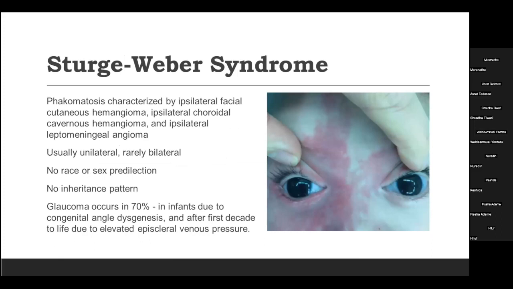And Sturge-Weber syndrome is another phakomatosis characterized by ipsilateral facial cutaneous hemangioma, which we can see in this picture, where the child has this port wine stain. It's also called port wine stain, and it's usually unilateral but rarely bilateral, and there's no inheritance pattern. Glaucoma occurs in 70% in infants due to congenital angle dysgenesis, but after the first decade of life, the pathogenesis is elevated episcleral venous pressure.